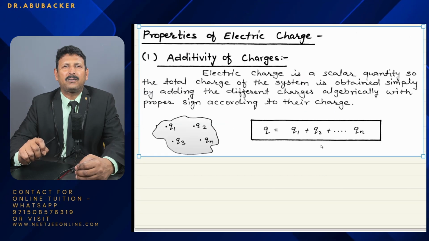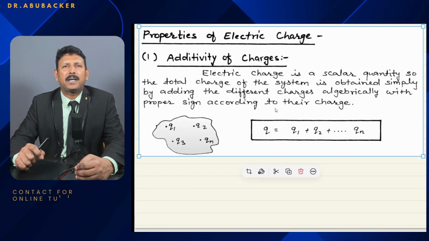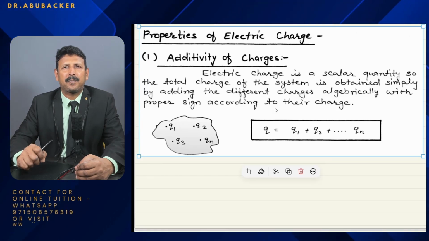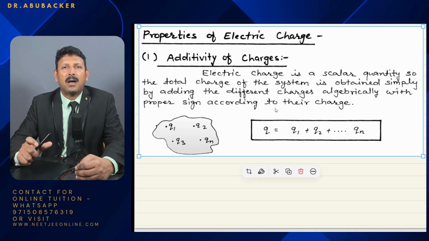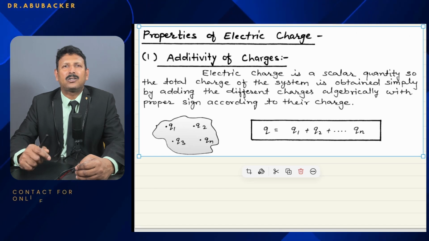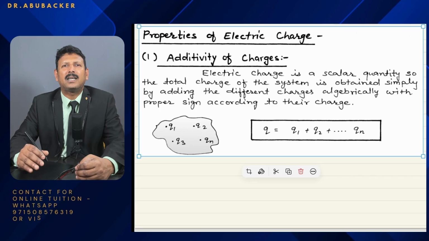One of the board questions was from this topic, that is conservation of charge. So three properties we will see. Most of the time a 1 mark question is there. First property is additivity of charges. What this is saying is the total charge of a system will be equal to the sum of their charges, because electric charge is a scalar quantity. So the total charge of the system is obtained simply by adding the different charges algebraically.